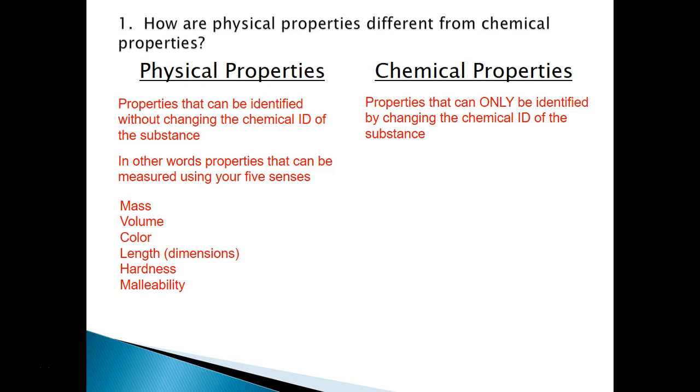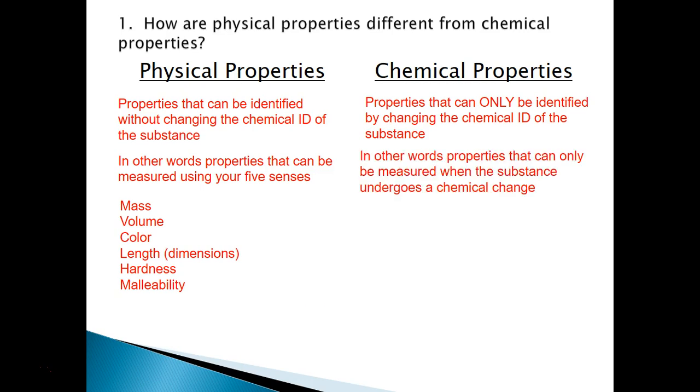Chemical properties are the exact opposite. They're properties that can only be identified when we change the chemical ID of the substance. In other words, we're producing a brand new substance. You can also say that these properties can only be measured when the substance undergoes a chemical change.